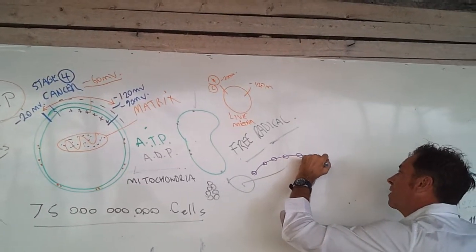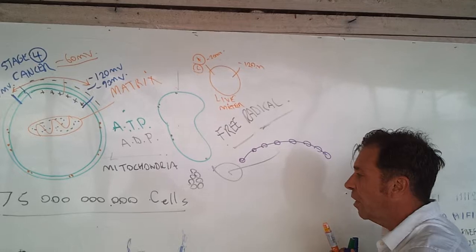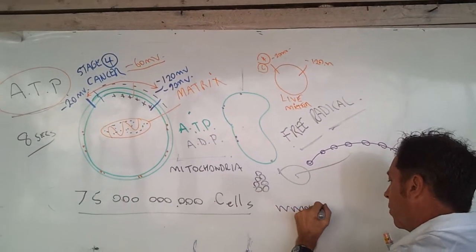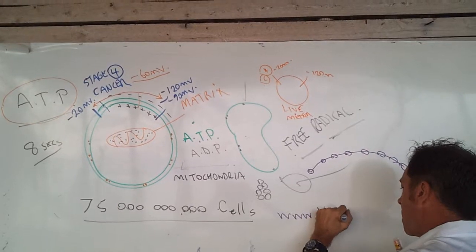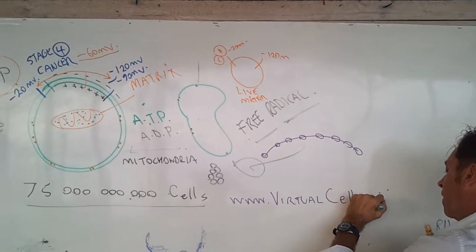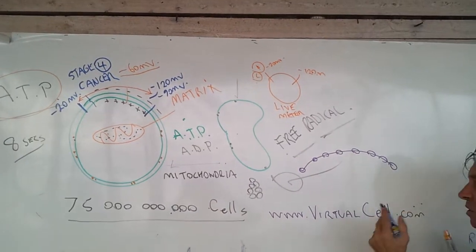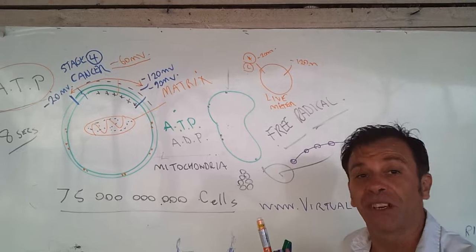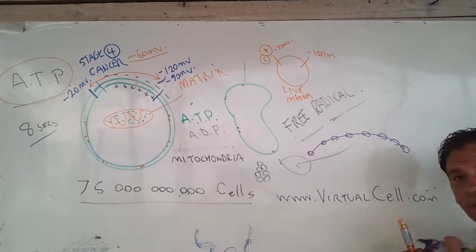It takes 8 seconds to make ATP, and if you want to go to a good website to learn more, virtualcell.com has some great animations of what we're talking about here. Now you've got the basics, and you can just look up ATP production or cell respiration.